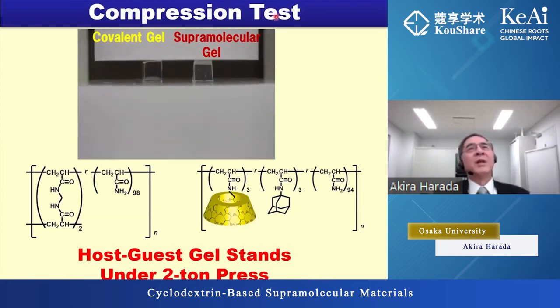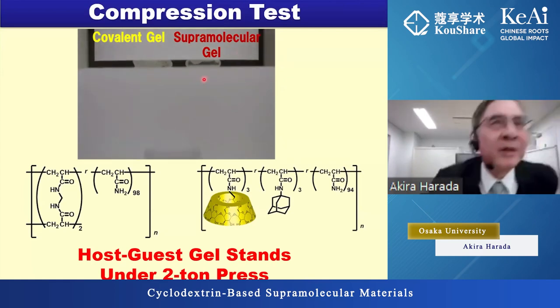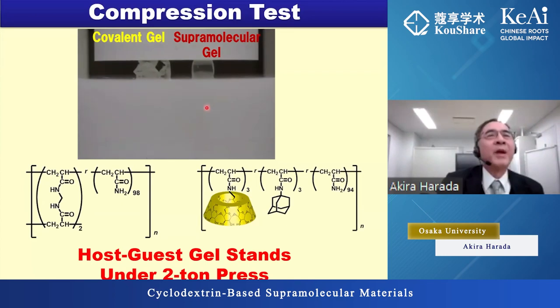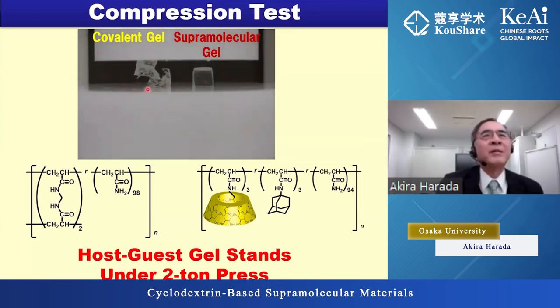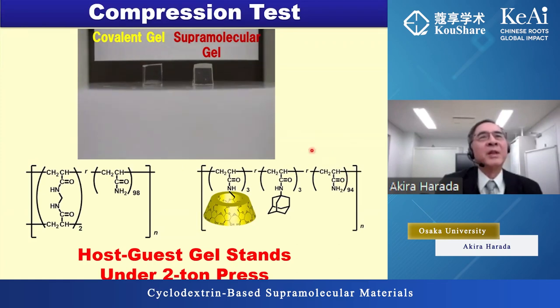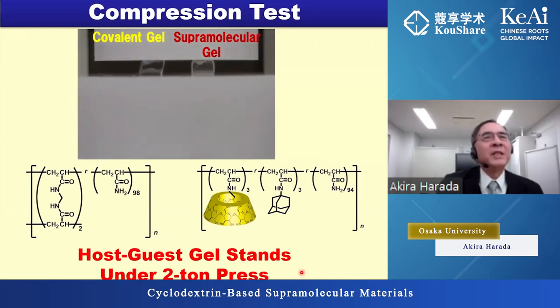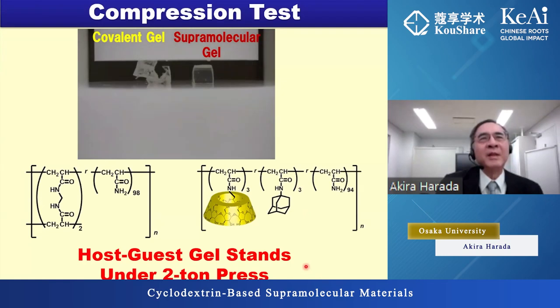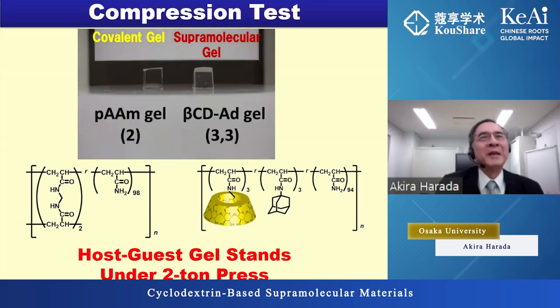Here, this is a compression test. These are covalent gels, and this is a supramolecular gel. Here, you can see the covalent gel broke easily, but the supramolecular gel showed no damage at all. Here, never damaged. Later, we found that the host-guest gel did not break under a 2 ton press. If you put it under a usual car, this supramolecular gel did not break.